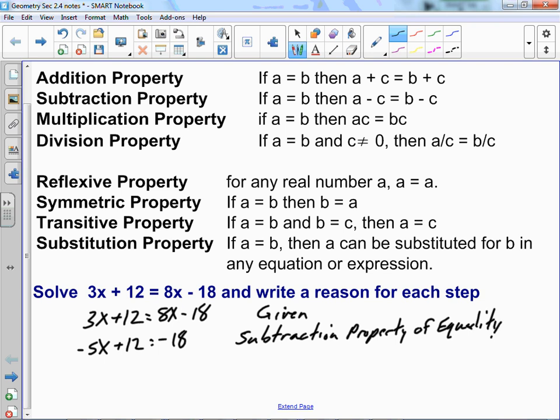And then from there we would move the 12 over to the other side by subtracting it. So negative 5x, subtract the 12 over, and we have got negative 18 minus 12, which will be negative 30. And once again we were subtracting. So the subtraction property of equality.